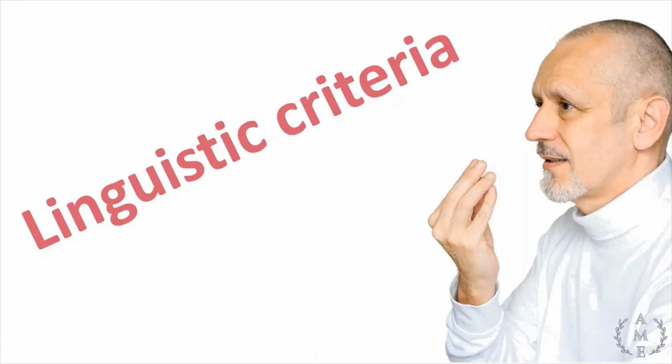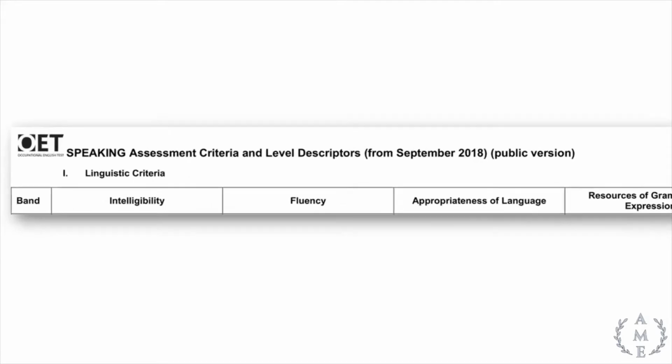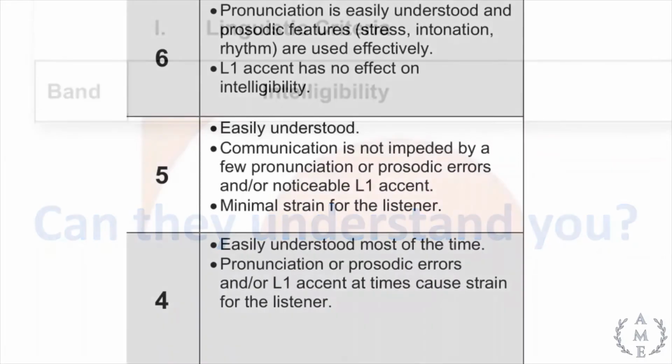So again, the linguistic criteria deal less with your interpersonal skills and the way that you guide the conversation, and they're more focused on the traditional areas of assessment that you're probably used to being tested on in school or in other exams. So let's have a look at the four areas these criteria fall into. The first of them is intelligibility, and what this means simply is, can the assessor understand you?